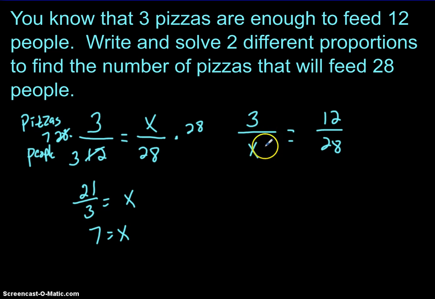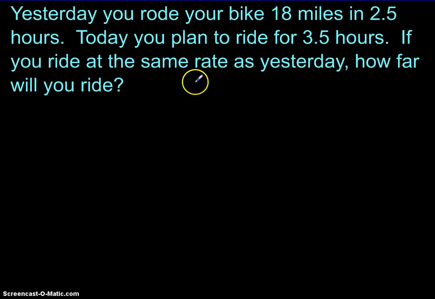Okay, and if I solve this, the x is on the bottom, so you're not really used to seeing this. I wouldn't suggest doing it this way right now. We'll do that in the next section. But x will equal 7 either way you set it up and solve it. Okay, 7 pizzas. Let's look at another one.